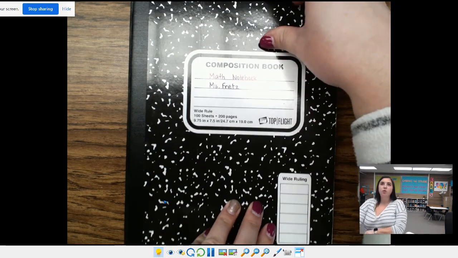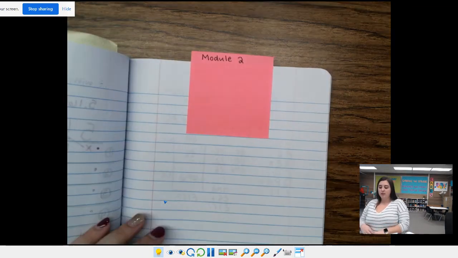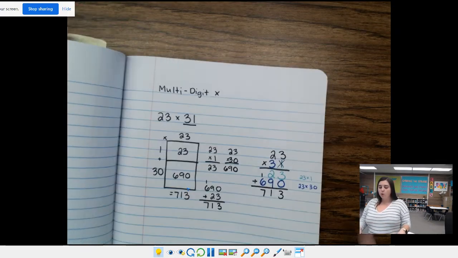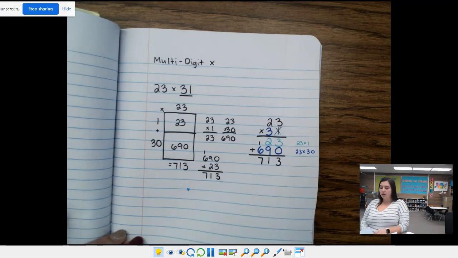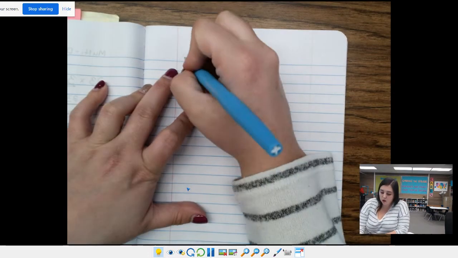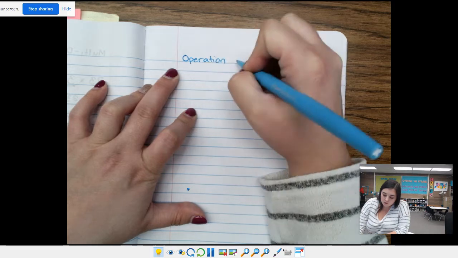So I'm going to open up to module 2, which I have a new sticky note for. We did that in, I think, the last lesson, because we wrote down how to multiply with multi-digit numbers. I'm going to go on to the next page. And let's title this page Operation Vocab.